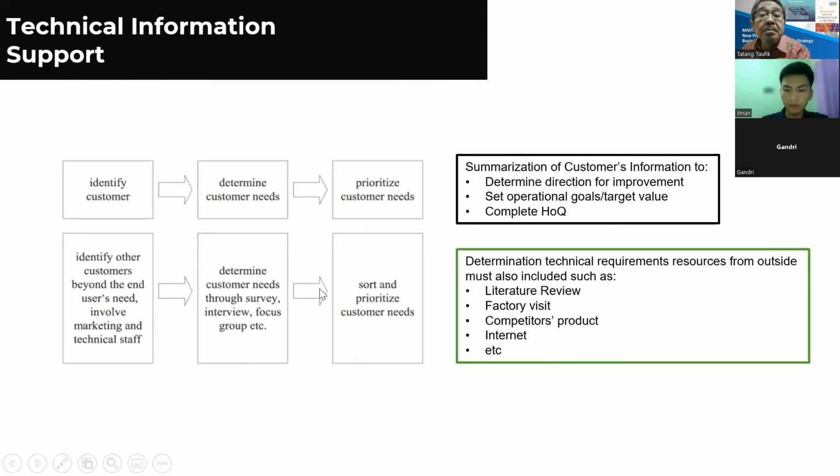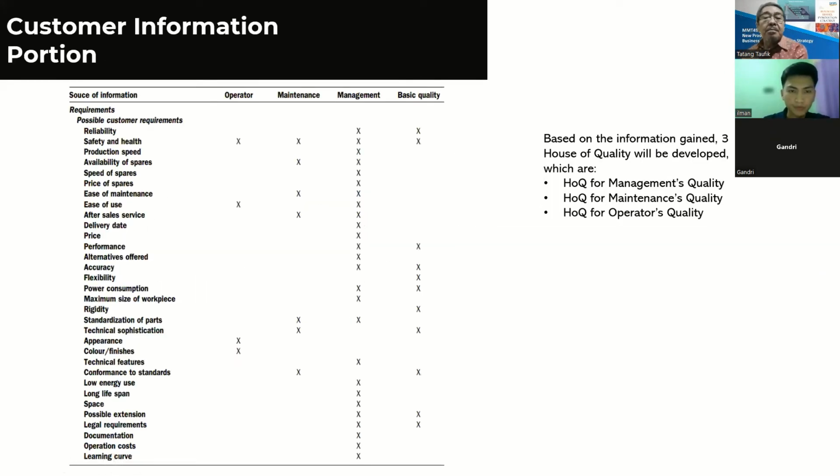After identification and interview, we get the customer information portion, as we can see on the slide here, for requirements like safety and health, production speed, availability of spares, etc. Based on the information gathered, three houses of quality will be developed: the first HOQ for management quality, HOQ for maintenance quality, and the last one is HOQ for operators quality.